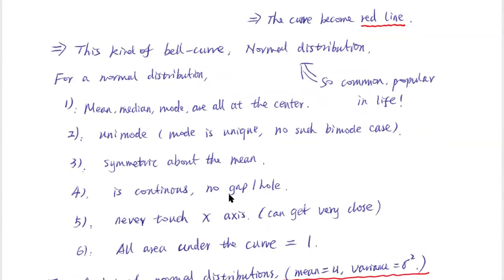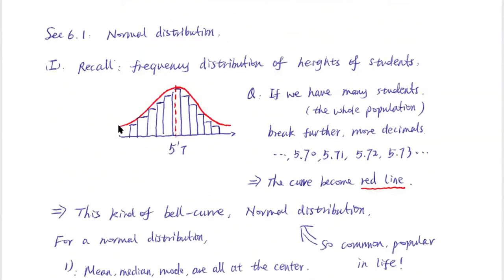Number 4, continuous. There should be no gap, no hole here. Number 5, never touch the x-axis. What does that mean? You see that curve here, right? Ideally, you will see this curve going down, going down, going down. But we are getting as close as possible to this horizontal x-axis, okay? As close as possible, right? But never touch. You can get very, very close, but never touch. That's the key idea here.